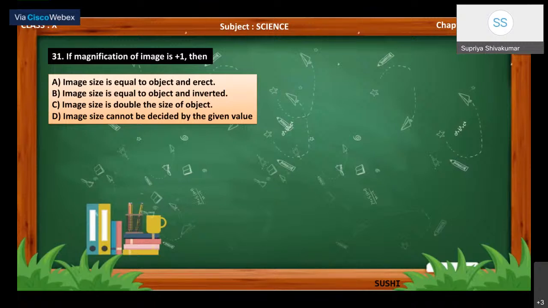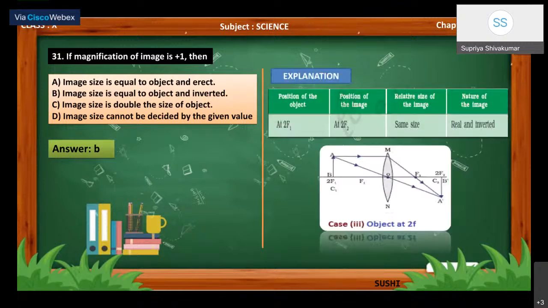So when I spoke about magnification, M is equal to 1 daga, I said the image is same as that of the object in terms of size, but the nature of the image that we get is real and inverted. So therefore the answer is option B. Image size is equal to the object and inverted. Okay, so this is the case at 2f1.